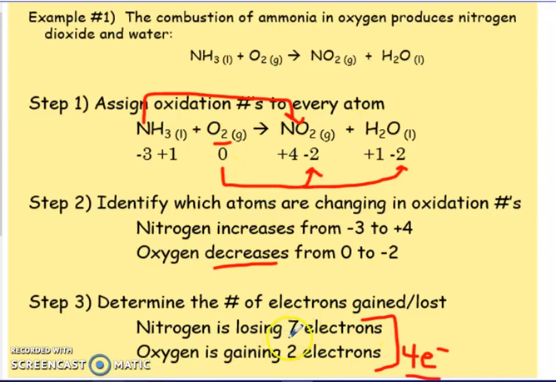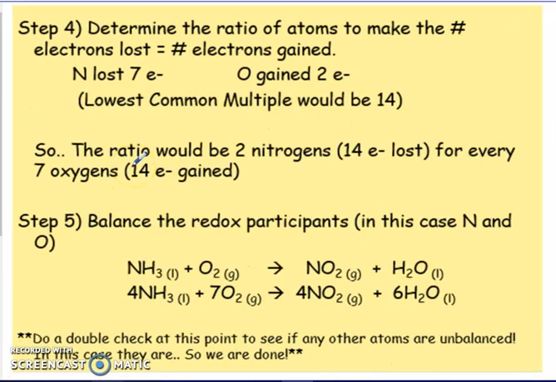So what we need to do is make that number the same. We can't have oxygen gaining 4 and nitrogen losing 7. They have to gain and lose the same amount. So that's where our ratio is going to come in. So we need to have a ratio of how many we would need. So here we're just restating this. Nitrogen is losing 7, oxygen is gaining 2. So the lowest common multiple here is 14.